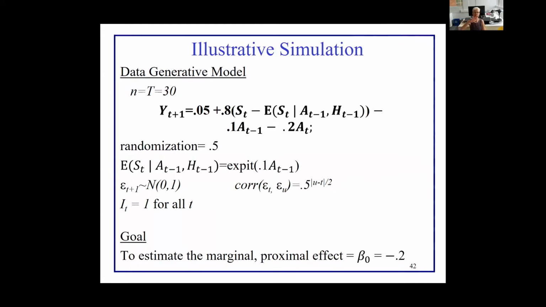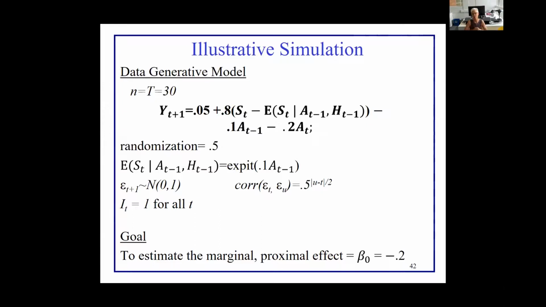And these errors have an autoregressive pattern. That's where it says the correlation between the residual at time t and the residual at time u has this pattern. And in this real simple case, people are always available because we wanted to make it really clear. Our goal at first was just to estimate the marginal effect of treatment. You can tell the marginal effect of A_t is minus 0.2 in this pretend analysis. And here the randomization probabilities are 1/2.